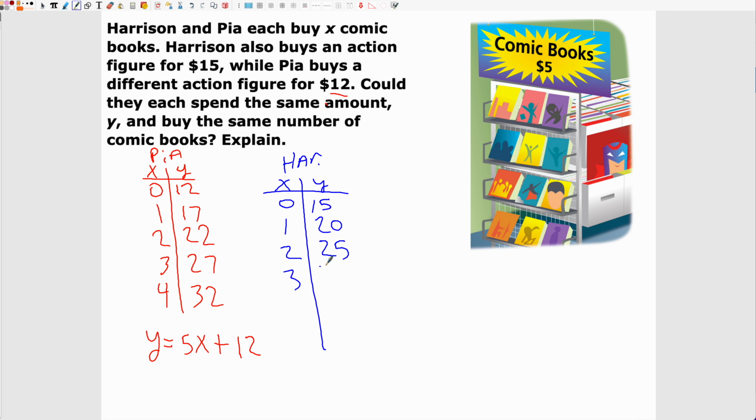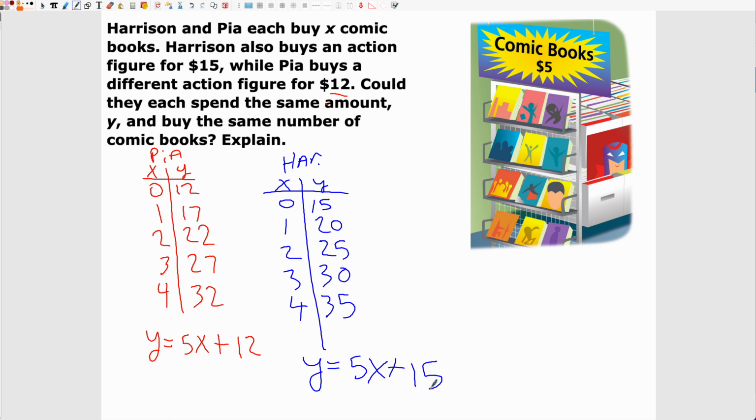25, 3 comic books, 30, and 4 comic. Okay, so we can see what they're doing. So for Harrison, what's the slope? It's 5, and then the y-intercept is 15. So 5x plus 15. Okay, and I know that's down here lower. Somebody would probably have trouble seeing it, but get over it. All right, y equals 5x plus 15.